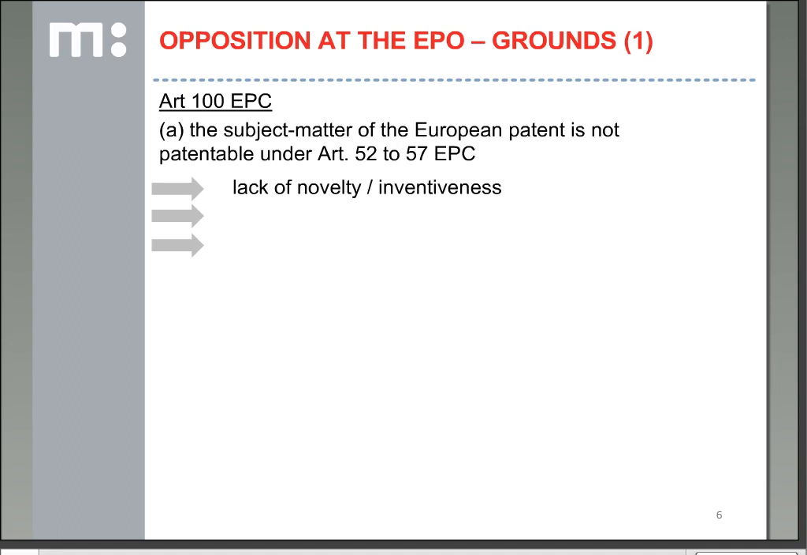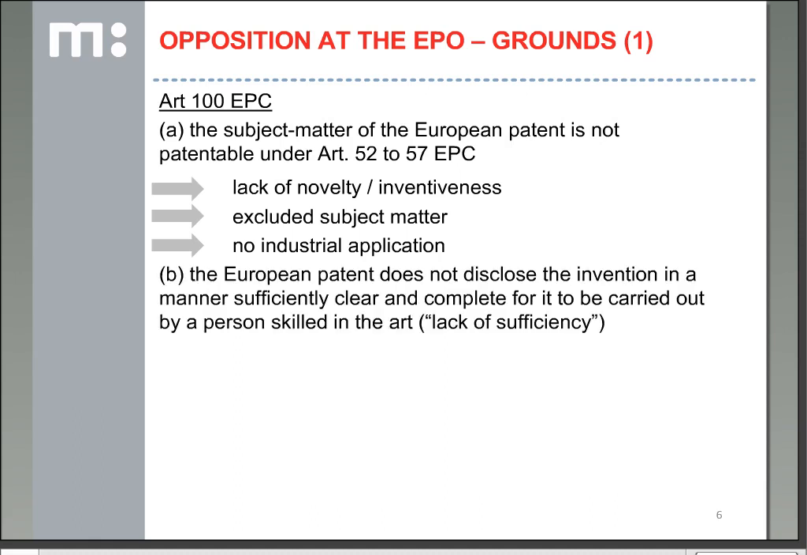It's a lack of novelty or lack of inventiveness. It's excluded subject matter like software as such or medical things. Then you have a lack of industrial application. The next possible ground for opposition is a lack of sufficiency, meaning that the patent does not disclose the invention in a way that is sufficiently clear and complete to be carried out by a person skilled in the art. As I said, that's a lack of sufficiency. It's not a lack of clarity, as I will discuss in a minute.